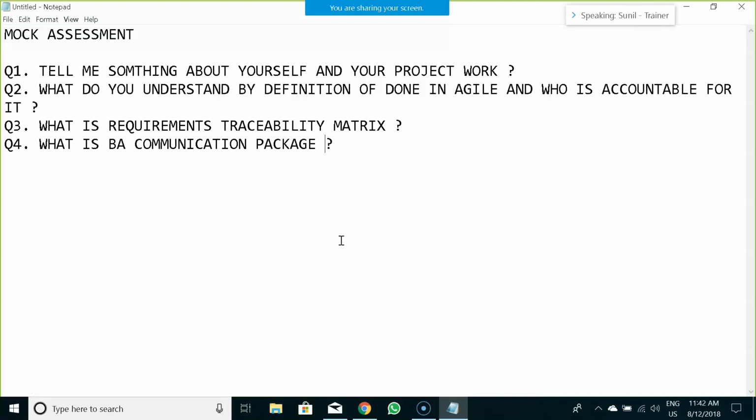Okay. So essentially, what is the BA communication package? Whenever you are working as a business analyst, you create lots of documentation. Now you cannot share everything with every stakeholder. So what you do is categorize the stakeholders based on their interest. For example, a business case won't be that relevant for a development team.